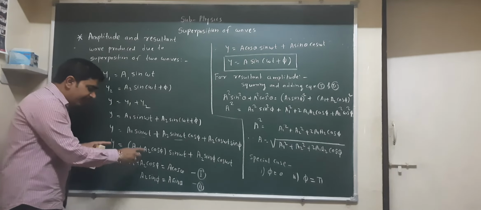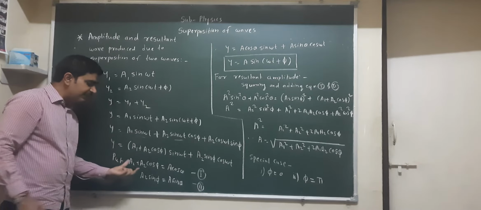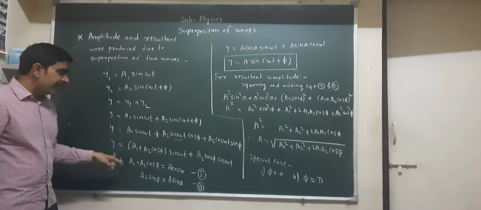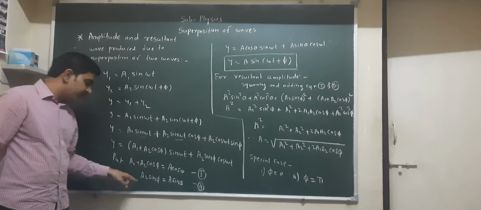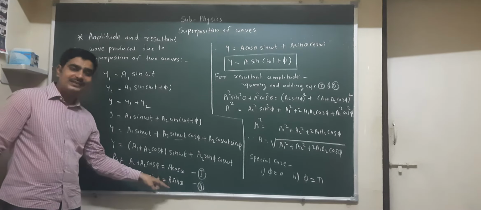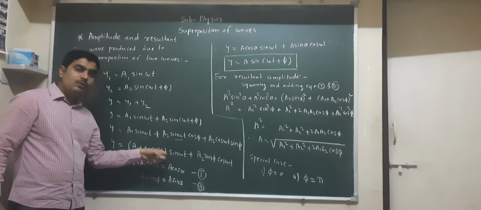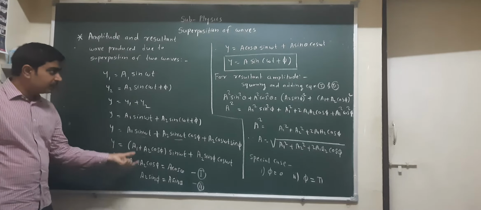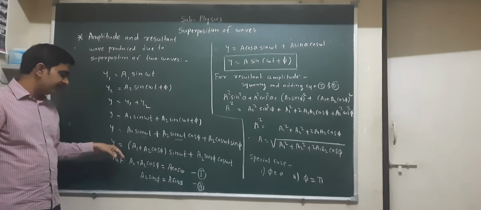Friends, in the bracket, a1 + a2 cos φ, we have to consider as capital A cos θ, and a2 sin φ will be considered as capital A sin θ. Here A is the common amplitude of the two waves. So after substitution, in the place of this bracket, what are we getting?